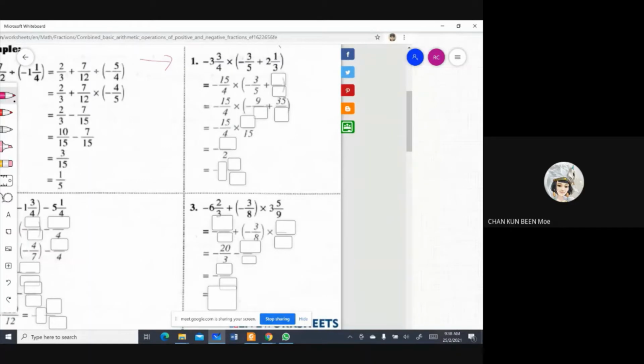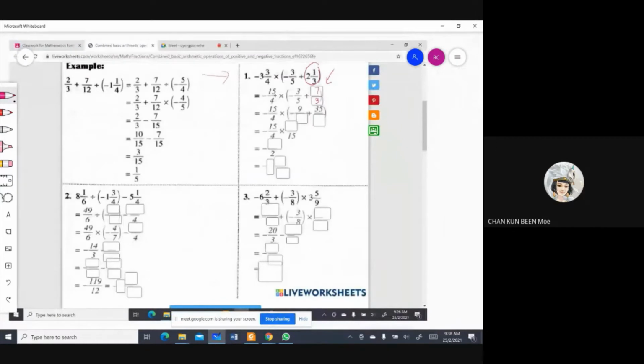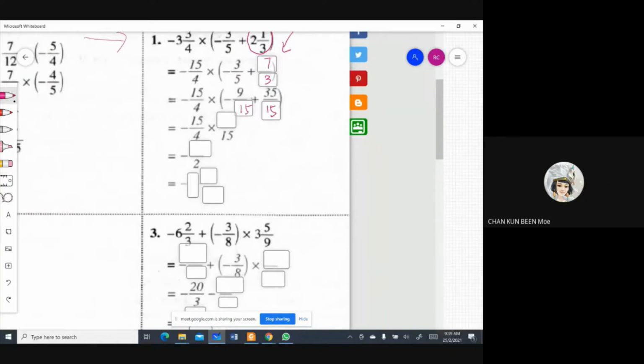So over here, I'm going to change 2 1/3 to fill in this text box here. 2 times 3 is equal to 6, 6 plus 1 is 7. So this is supposed to be 7, and this is a 3. And then the next one here, you can see they ask you to fill in, this is 9, this is 35. Meaning that before you do anything, you have to equate the denominator. So to equate the denominator, the lowest common multiple that we are going to use is 5 times 3, which is 15, for both of them. 15, okay, for this question.